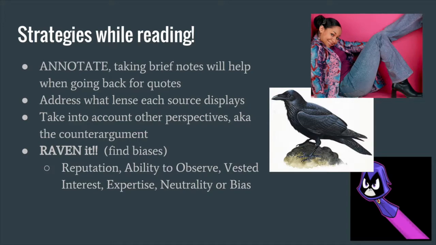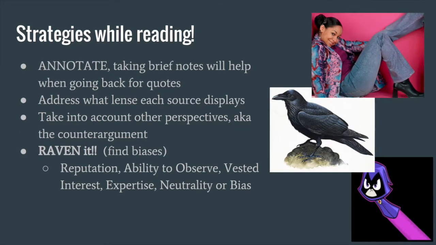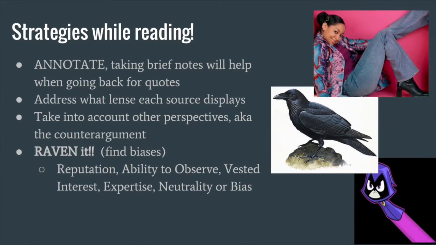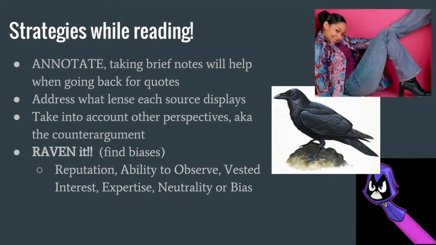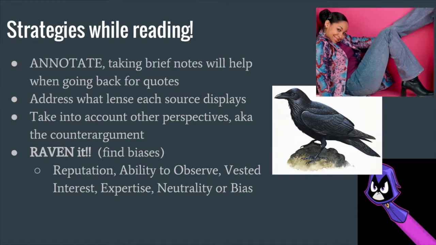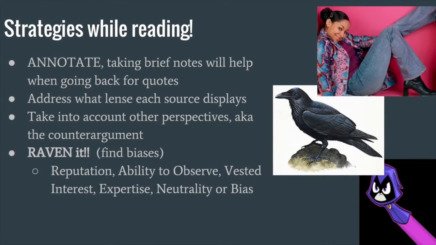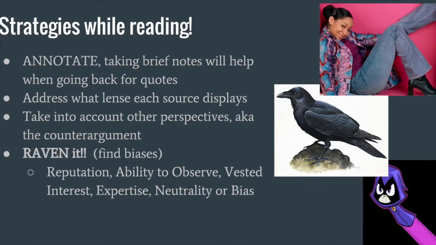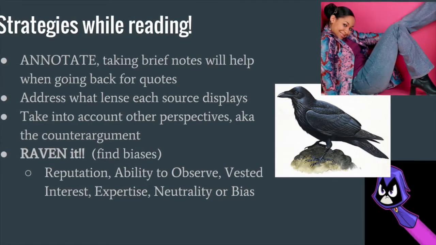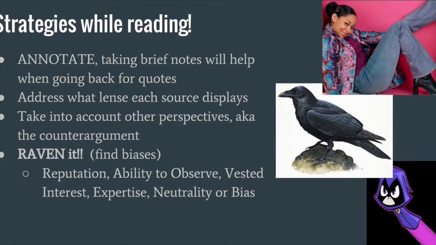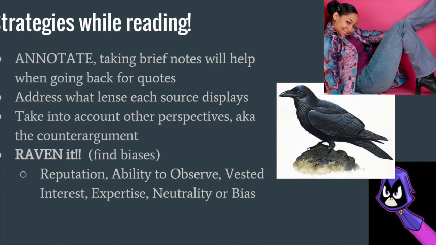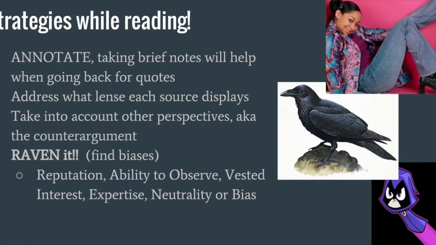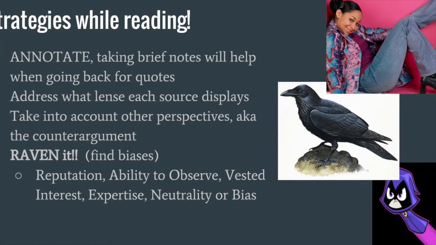A good strategy is annotating the sources you've been given. Taking brief notes will help when going back for quotes. Address what lens each source displays. Take into account other perspectives, aka the counter-argument. RAVEN it, find biases. RAVEN stands for reputation, ability to observe, vested interest, expertise, and neutrality or bias. Now, do not forget to assess the credibility of your sources.